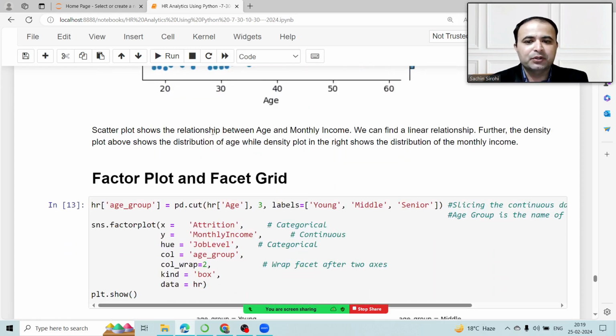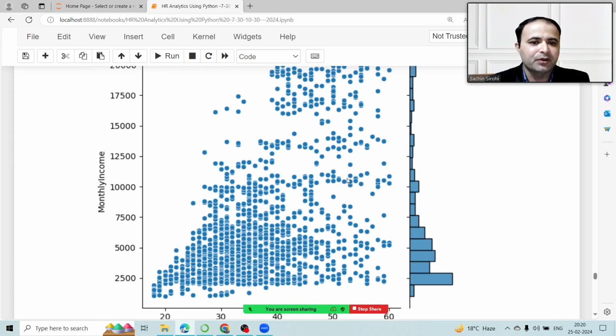Now the scatter plot shows the relationship between age and monthly income. Is there any relation between age and monthly income? No, but a little bit there. So we can find the linear relationship further. The density plot above shows the distribution of age, and the density plot on the right shows the distribution of monthly income, like whether there is any relationship in the data or not.